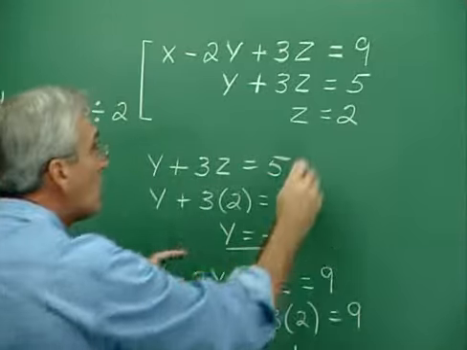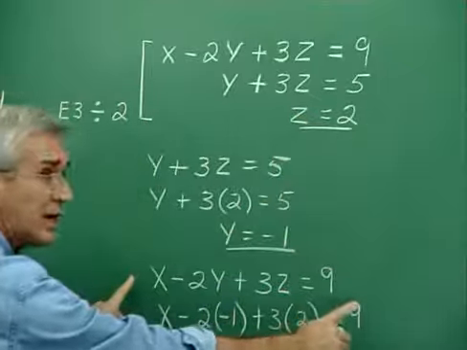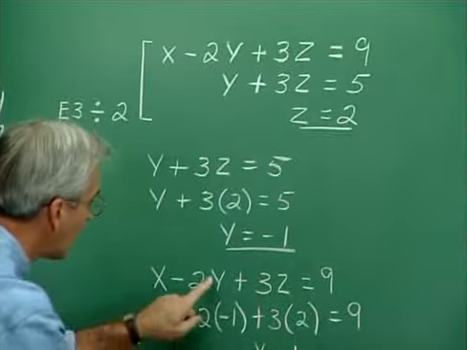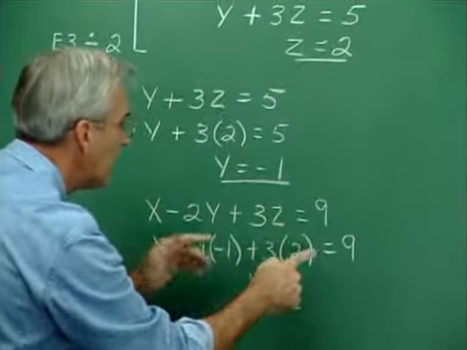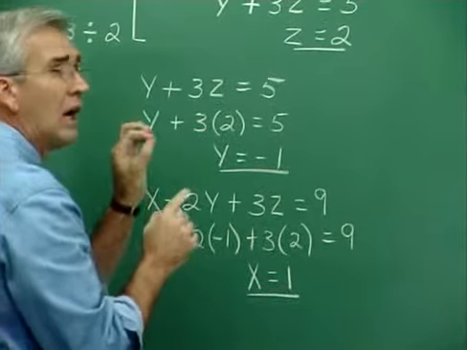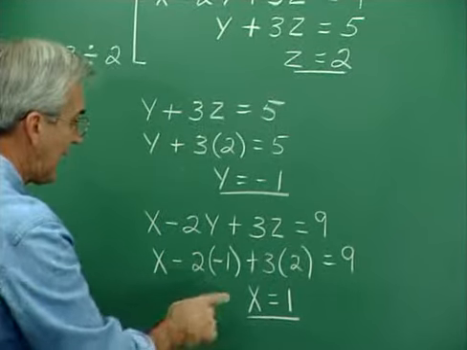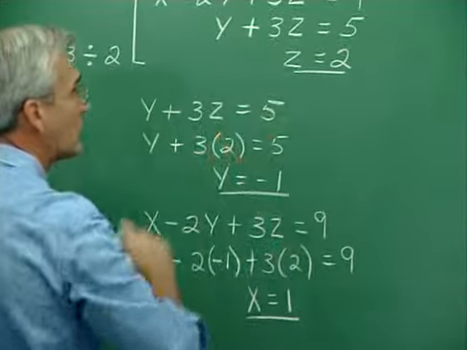And now that I know z and y, I can find x by using the first equation. So in the first equation, let y be negative 1 and z be 2, and we find that x is 1. Now we have a group of numbers that solves the system of equations. X is 1, y is negative 1, and z is 2.